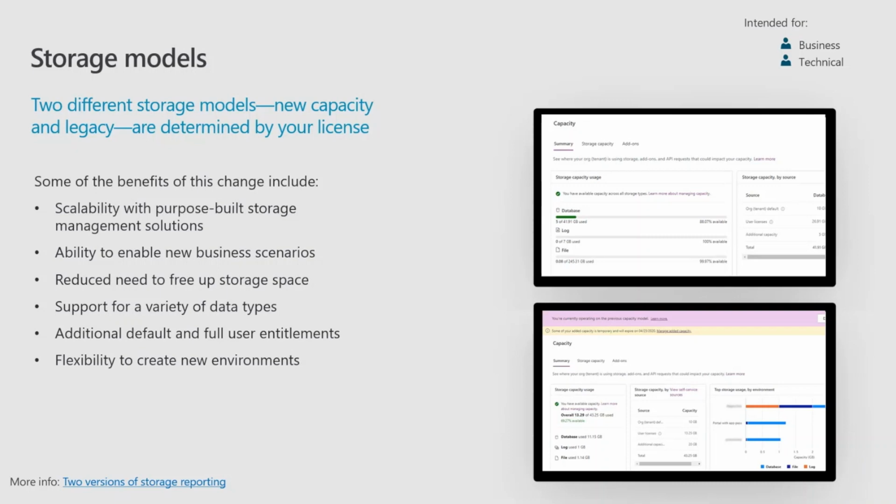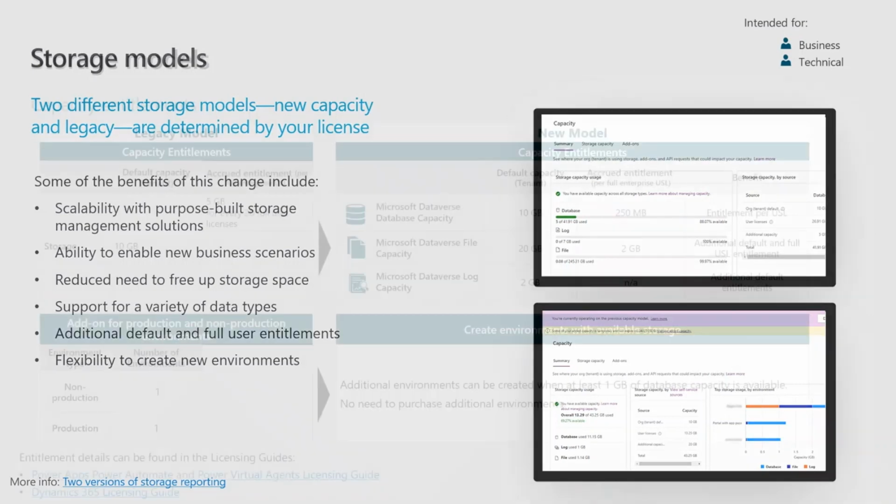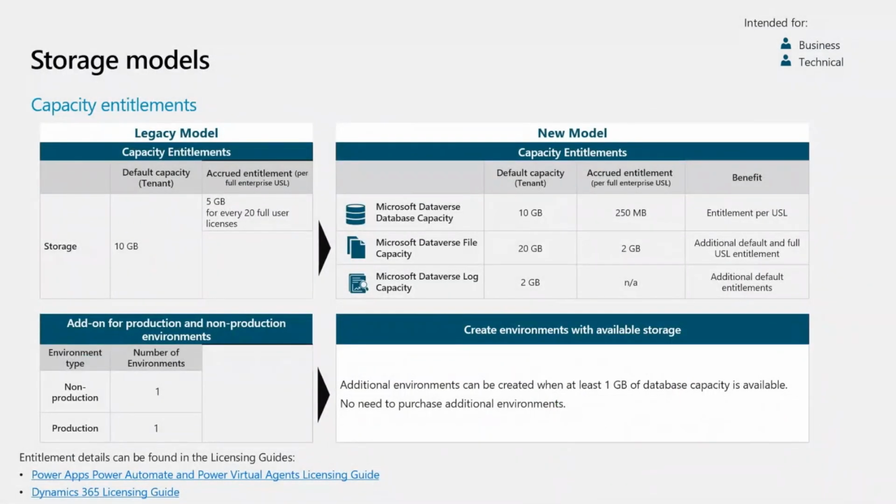Let's take a deeper look into entitlements. Let's start off with legacy model entitlements. Entitlements are calculated at a tenant level. When you purchase a qualifying Power Platform license, that tenant receives 10 gigs of storage. After 20 fully licensed enterprise users, the tenant would receive another 5 gigs of storage entitlement.